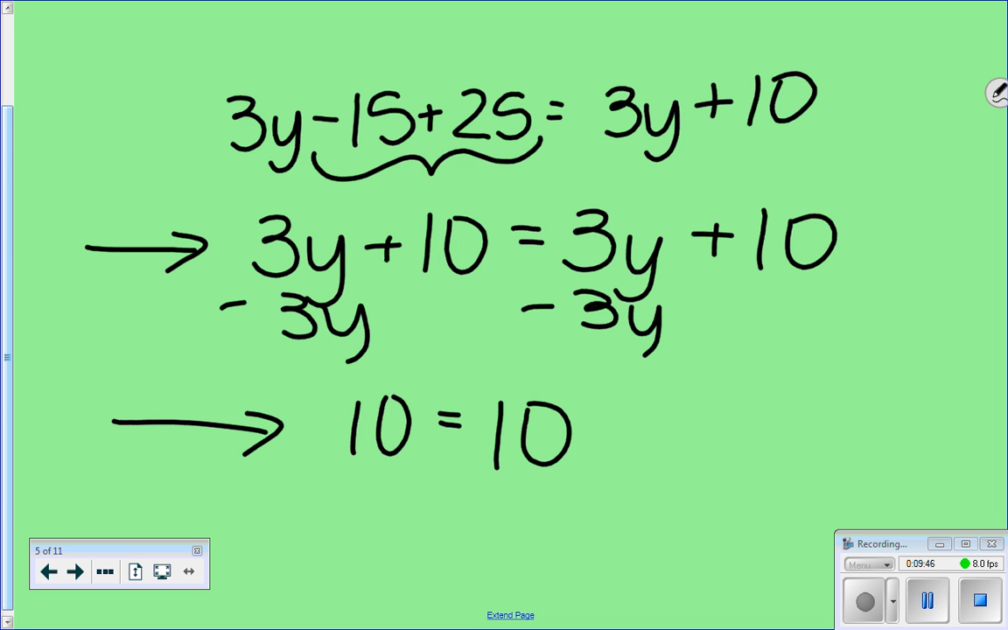No, not an identity then. Let's say you have a negative 3y plus 10 over here and a positive 3, not an identity. It has to be exactly the same.